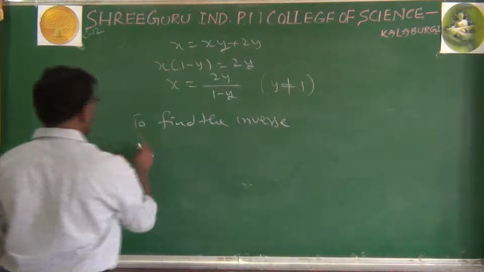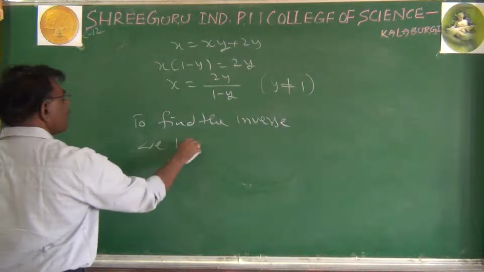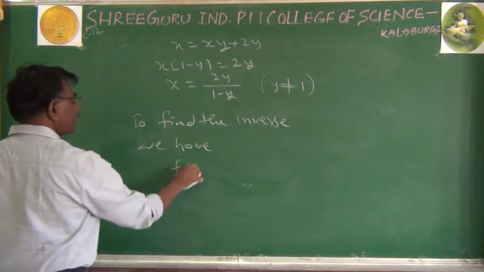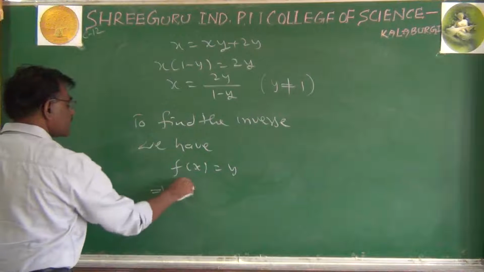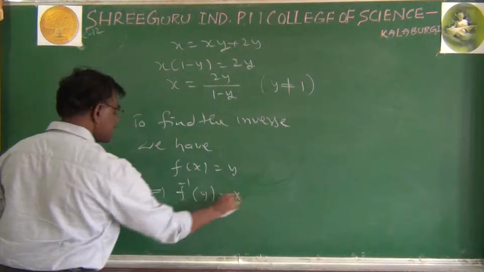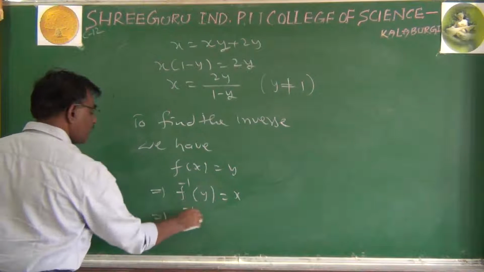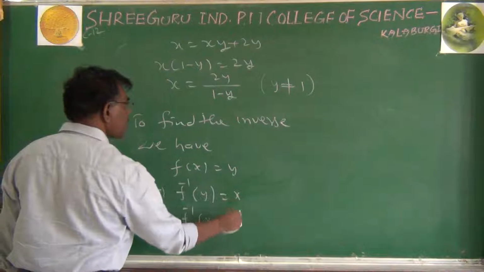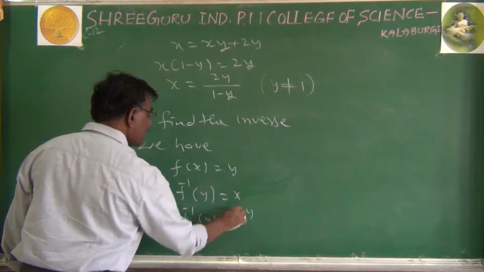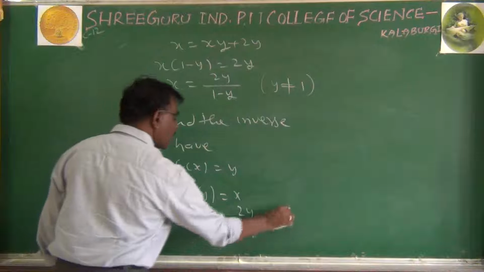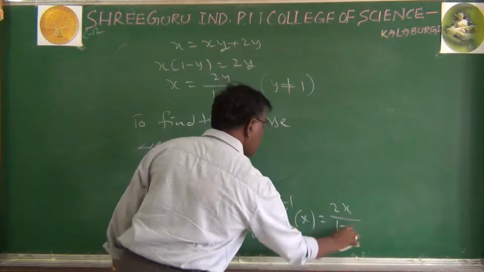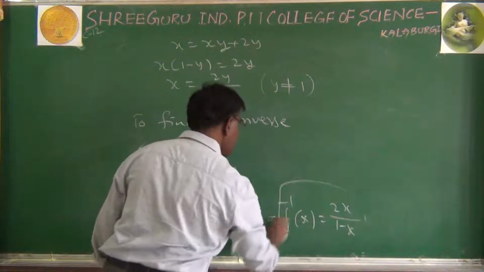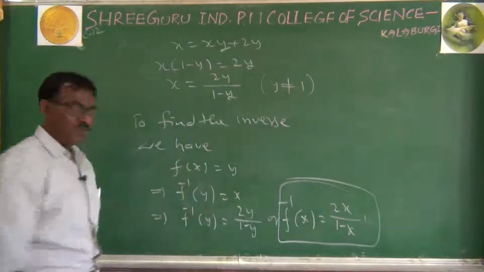To find the inverse, we have f of x equal to y, but it implies f inverse of y equals x. f inverse of y equals what is x, 2y by 1 minus y, or f inverse of x is 2x by 1 minus x. So this is the inverse function.